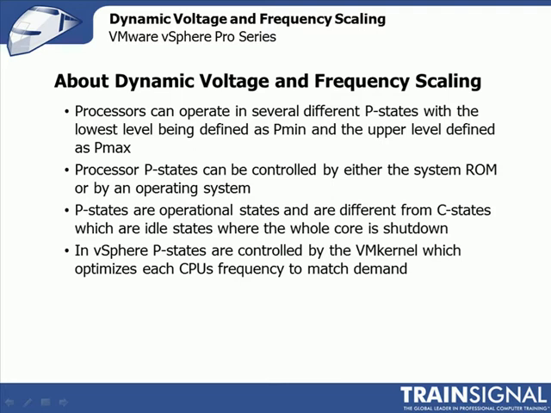Processor P states can be controlled by either the system ROM or by an operating system. In vSphere, they are controlled by the VMkernel, which optimizes each CPU's frequency to match demand in order to improve power efficiency but not affect performance.